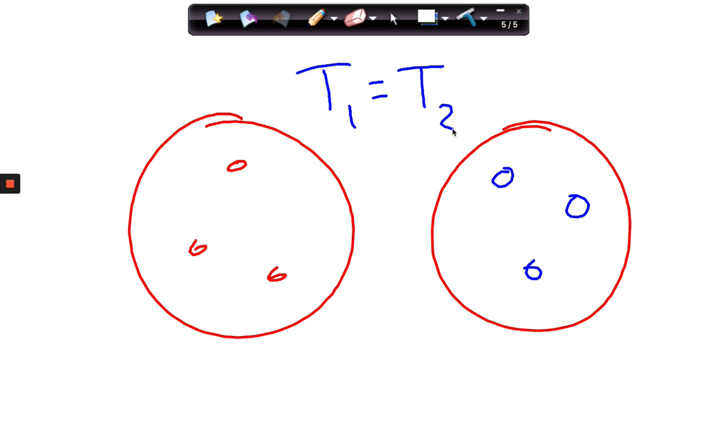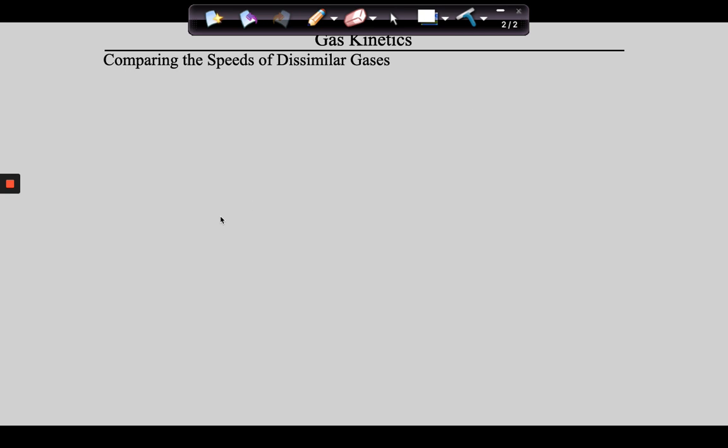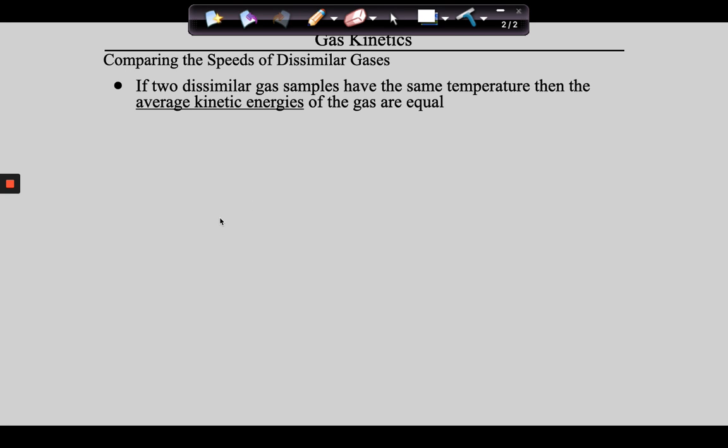Temperature is not a measure of speed. Do you know what it is a measure of? Okay, so we need to talk. If you don't know, we need to talk. So guys, right now you need to understand that temperature is not directly a measure of speed. So what is it a measure of? Well guys, that's where we're going to pick up here.